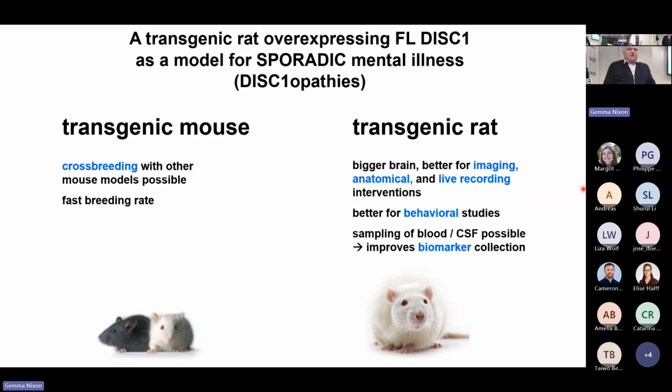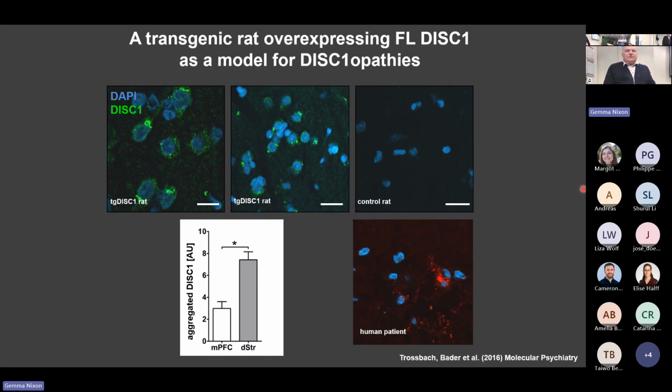Now, to model this in animals, we generated a transgenic DISC rat, and the advantage of the rat versus the mouse is that even though we can crossbreed it with other mutations, it's better for imaging, better for behavior and anatomical studies, and improves also biomarker collection. For example, you can easily take CSF. And when we generated this rat 10 years ago, we saw that indeed we could mimic these aggregates, and it was modestly overexpressed, like 5 times.